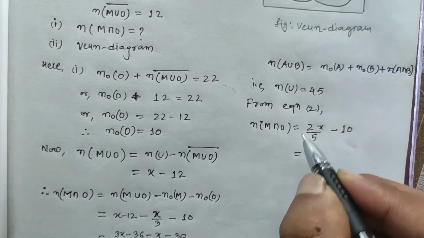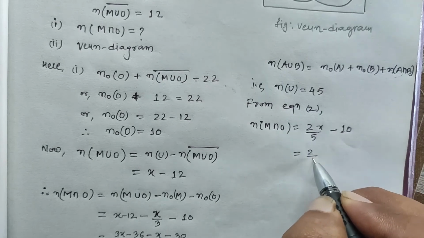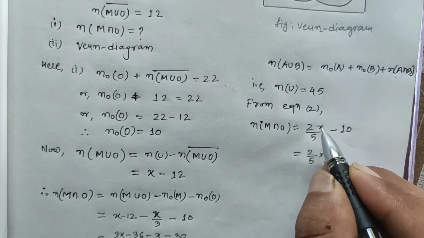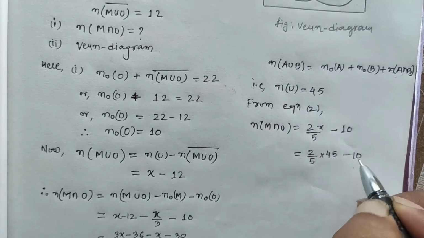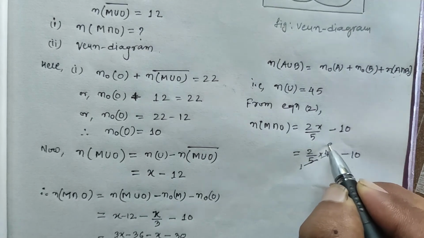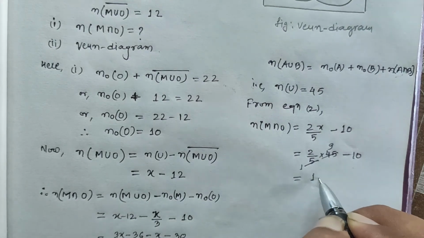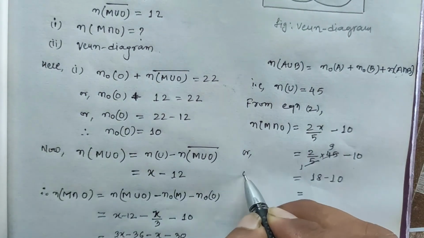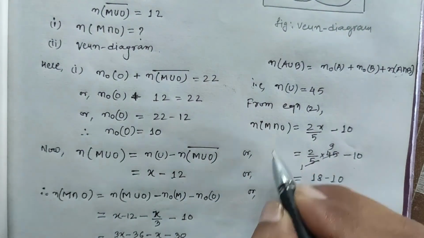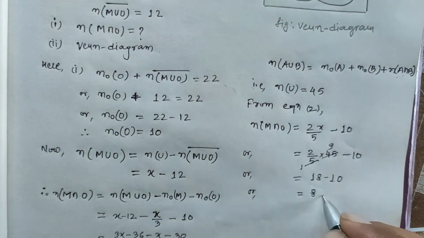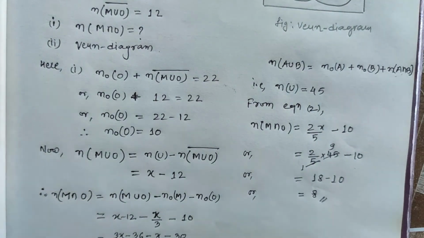So we have this value. The value of x is 45. So 2 by 5 times 45, I have kept the value of 45 here for x, minus 10. So these two cancel out. 5 times 1, 5 times 9. So 18 minus 10, which you can write here as n(M intersection O) is 8. So this is your result for the intersection.